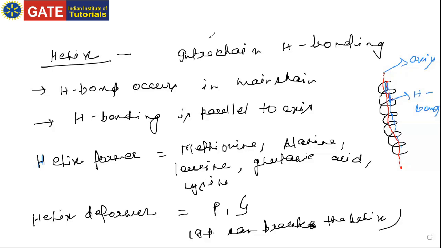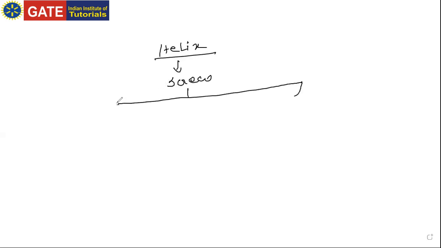Shall I erase this? So helix. In that, the first division is screw. Screw, it is right-handed or left-handed.